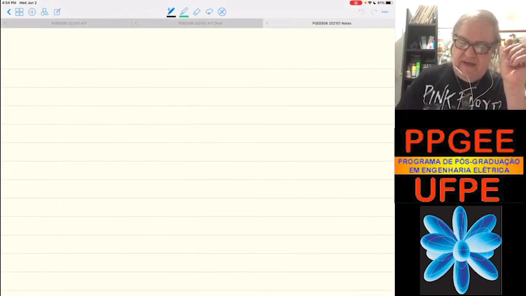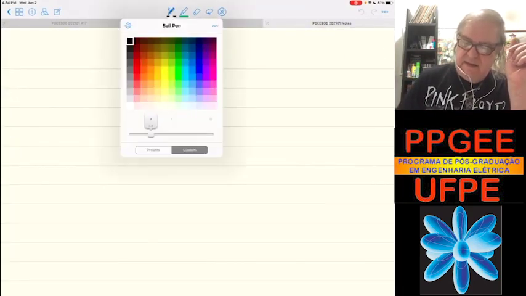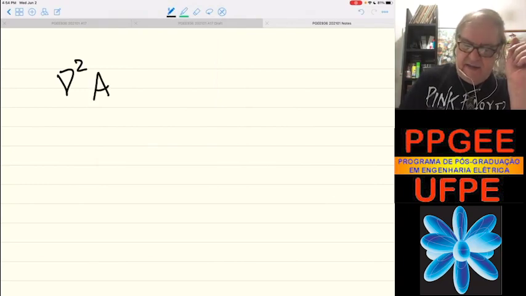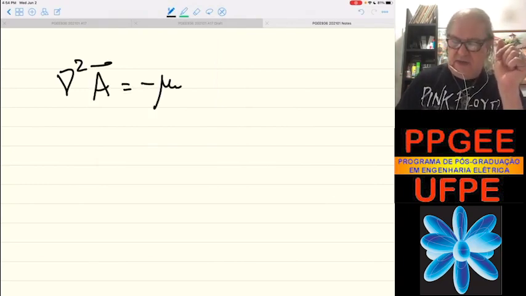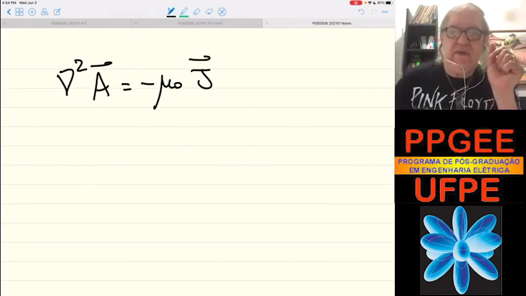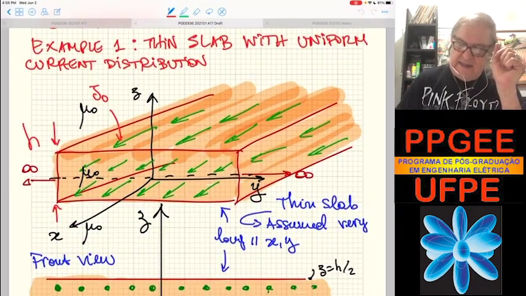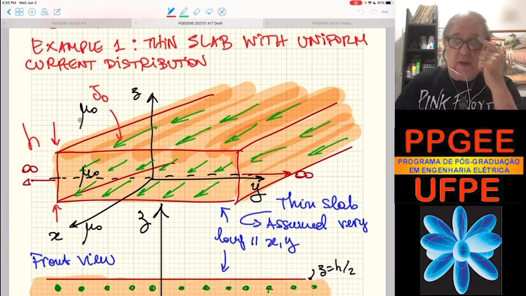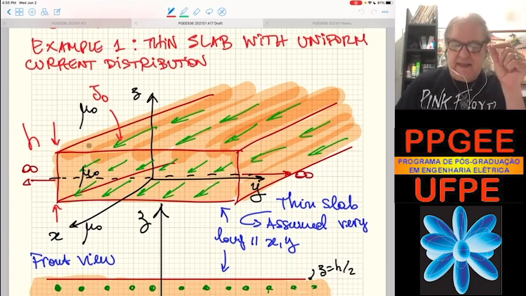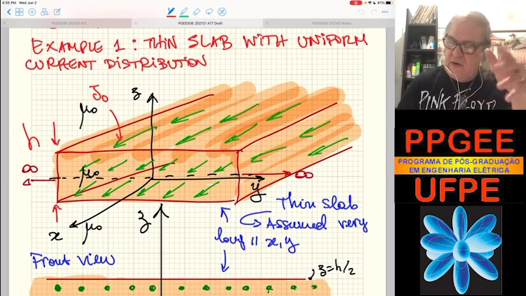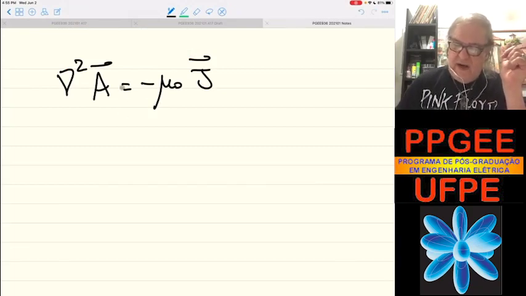When we have a current density, the equation is the Laplacian of A equals minus mu 0 J. Notice that in this example, the permeability is constant: either inside or outside, the permeability is mu 0. If that wasn't the case, if I had a different permeability, then I would solve the problem piecewise. It would not be more complicated, just more algebra. But that's the equation we have everywhere, only that J is 0 outside.